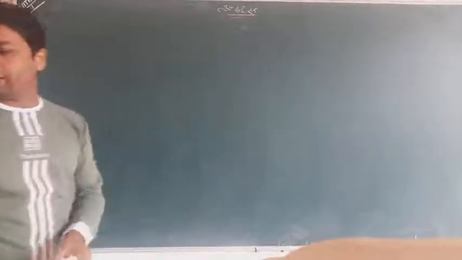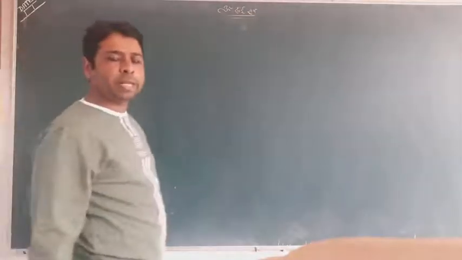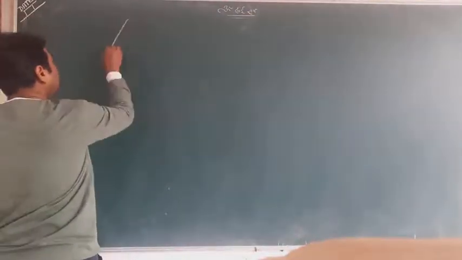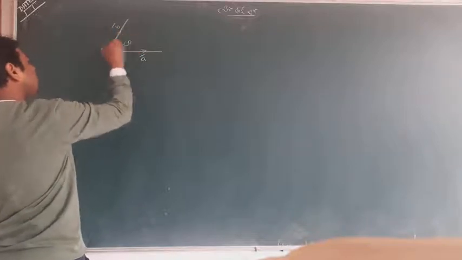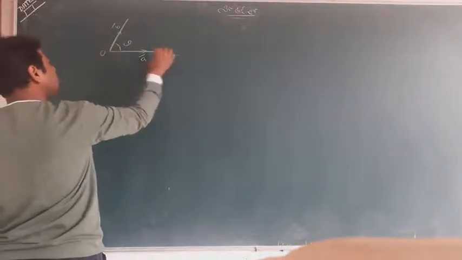Now the final concept which is coming to my mind, I want to explain that one with you. We simply talked about A, this is B suppose, and the angle between them is theta, and these are suppose OA and OB.